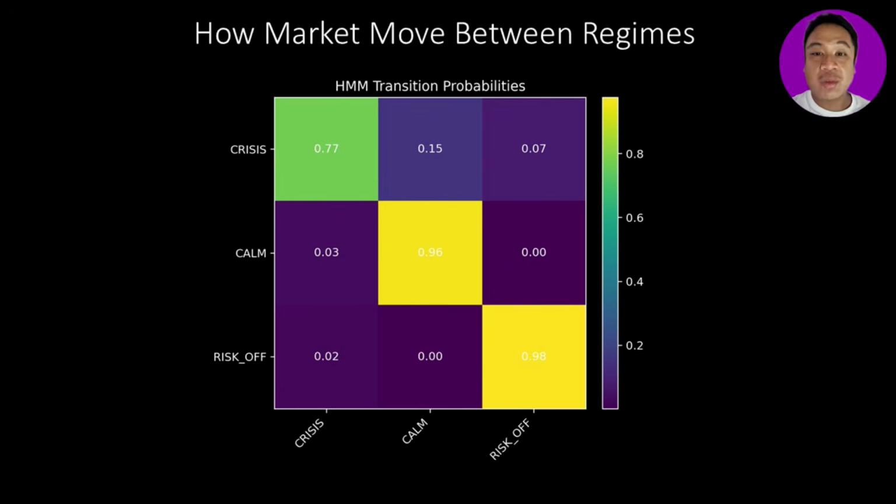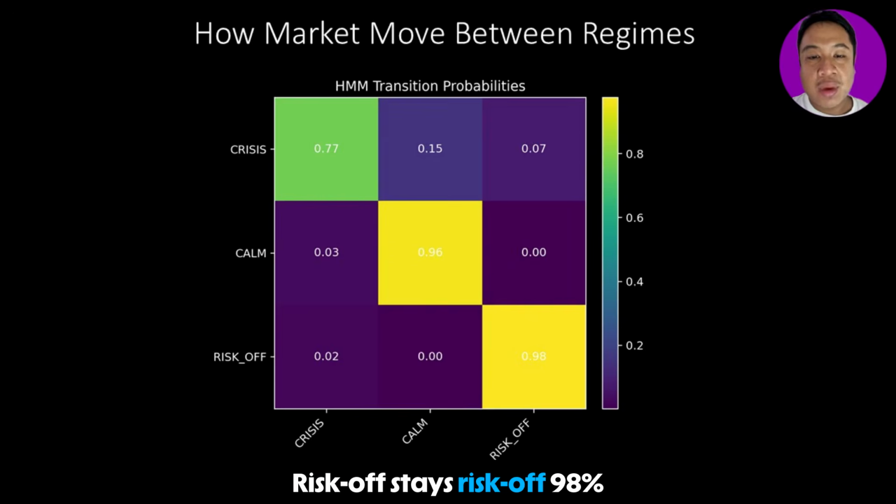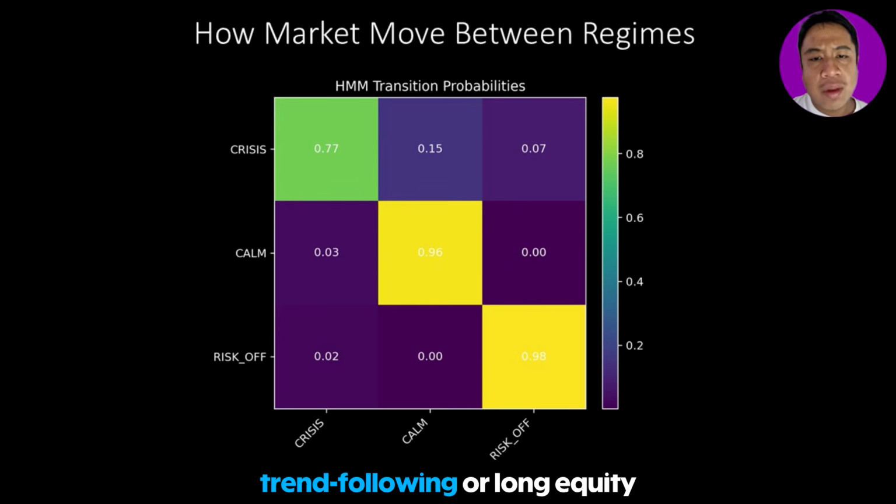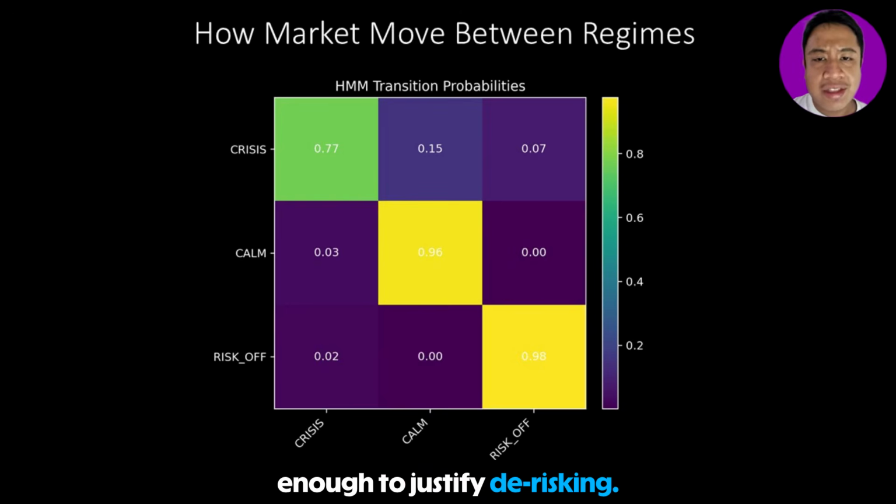This matrix shows how persistent each regime is. A calm market stays calm 96% of the time the next day. Risk off stays risk off 98% of the time. Crisis tends to persist, but also transitions back to risk off relatively quickly. This gives us fantastic insights. Calm regimes are stable, good for trend following or long equity exposure. Risk-off regimes last long enough to justify de-risking. Crisis regimes typically cluster, not single events, meaning hedges should stay active for several days or weeks. This is extremely useful for position sizing frameworks.